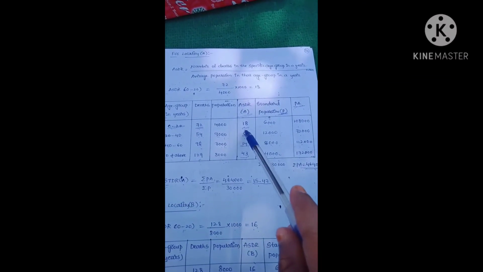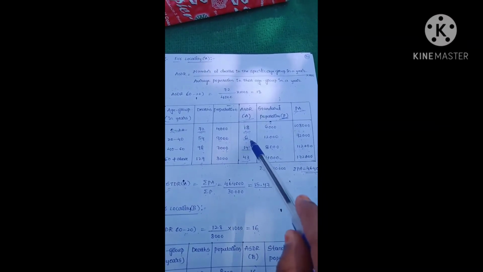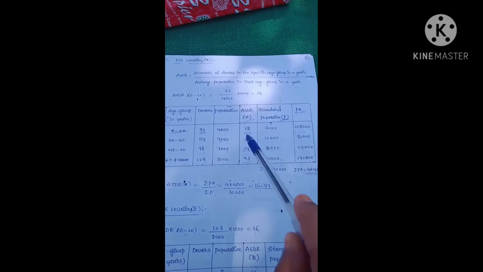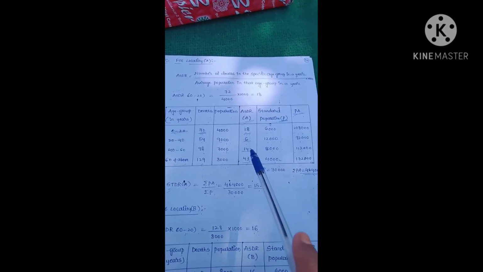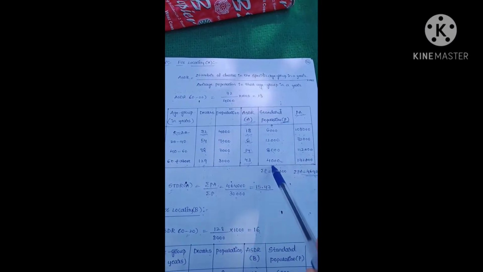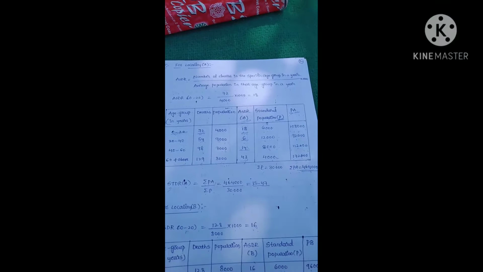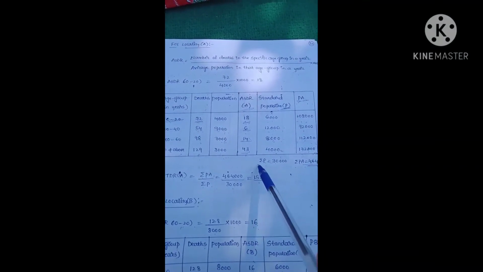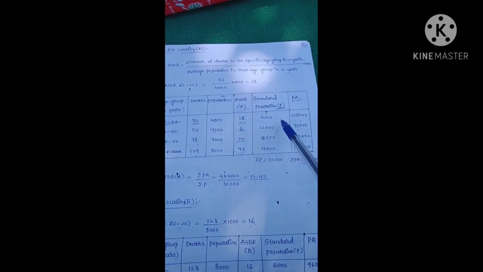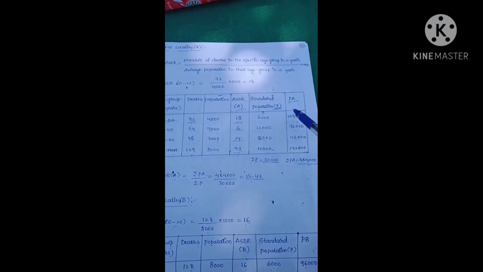18 into 6,000 is 1 lakh 8,000. Next, 6 into 12,000 is 72,000. 14 into 8,000 is 1 lakh 12,000. 43 into 4,000 is 1 lakh 72,000. This is the P into A value. Next, summation of P means the sum of these numbers: 6,000 plus 12,000 plus 8,000 plus 4,000. Then we get 30,000.